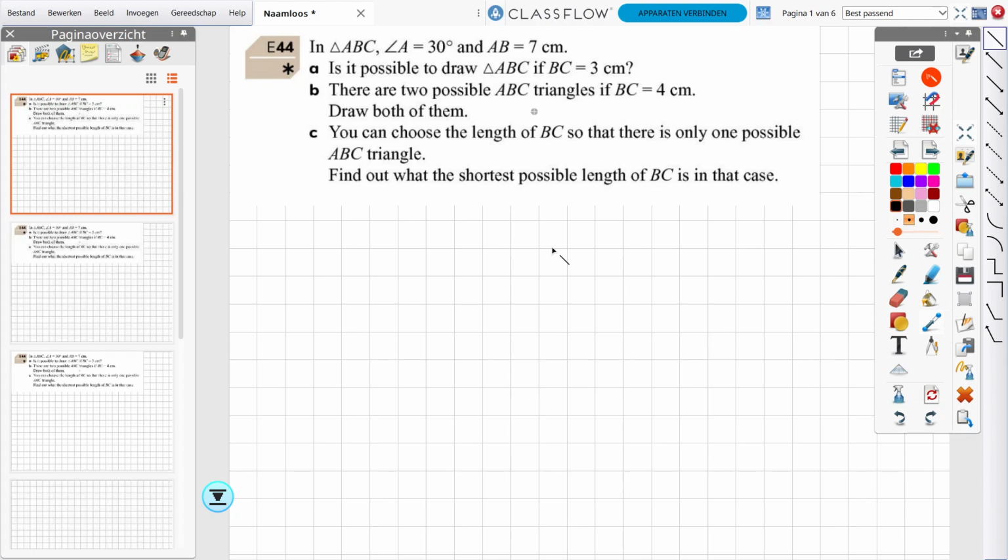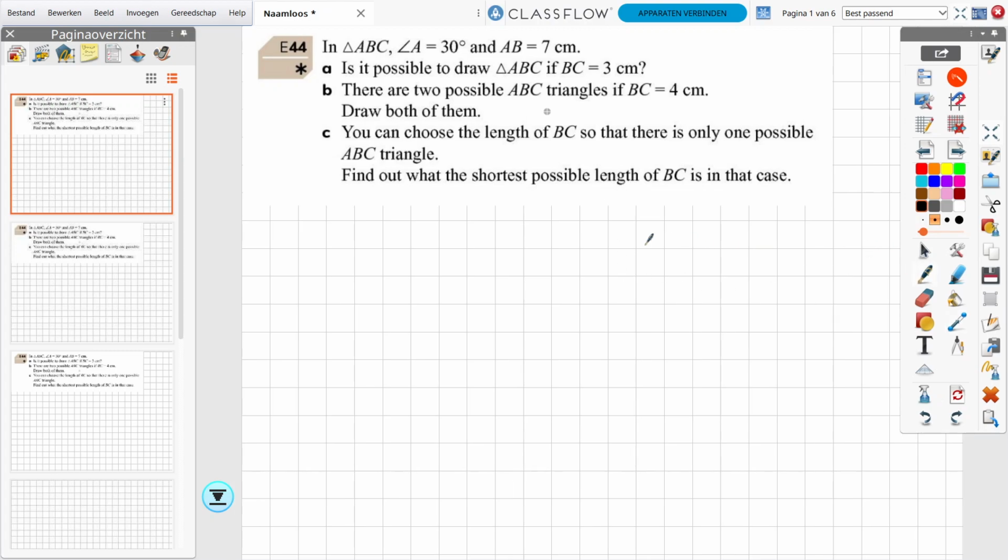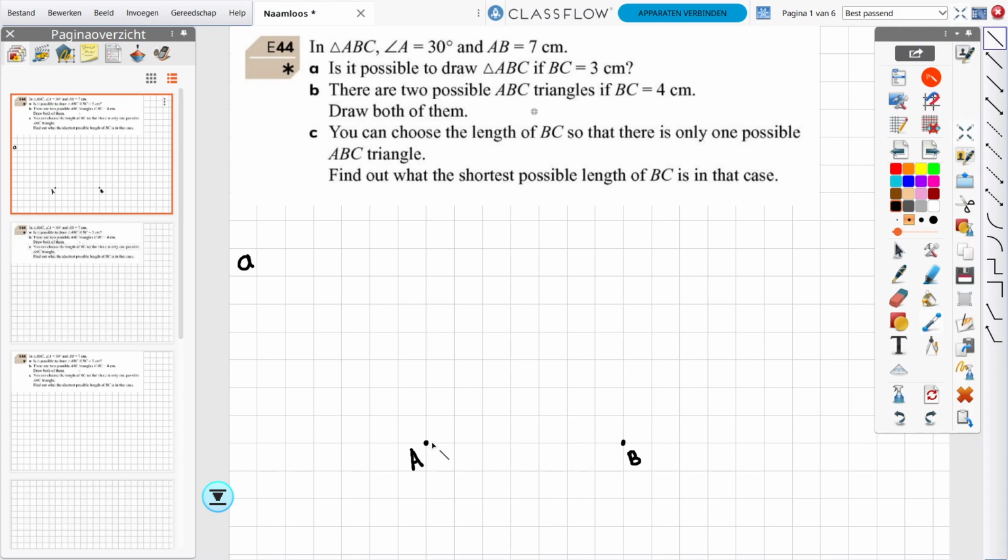Let's take a look. In triangle ABC, angle A is 30 degrees and AB is 7. At A, they ask, is it possible to draw ABC if BC is 3 centimeters? Well, we must first draw what we know. So we know that AB is 7 centimeters, so let's say A is here, 1, 2, 3, 4, 5, 6, 7, then B is here. Connect the two. You guys, of course, use your protractor triangle. I use my tool for a second.